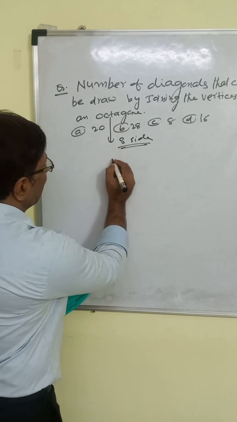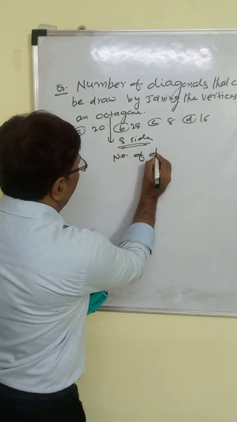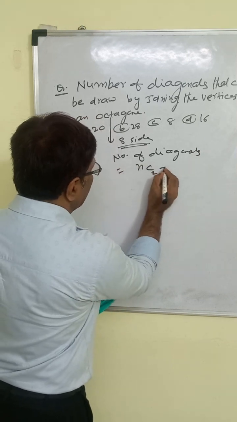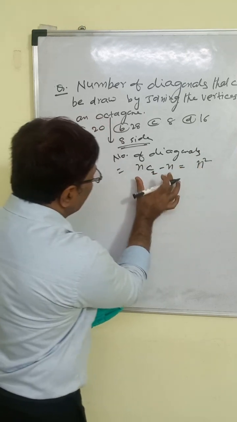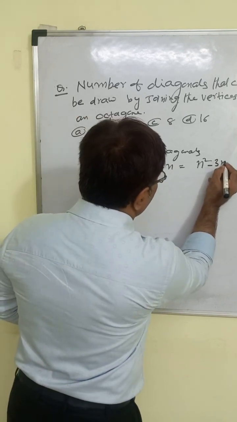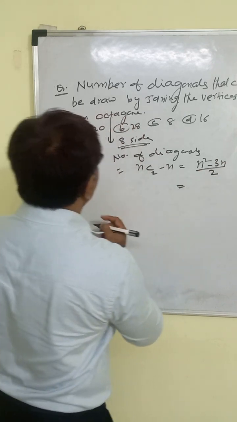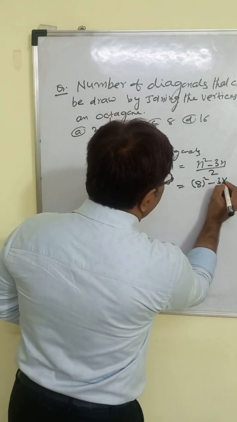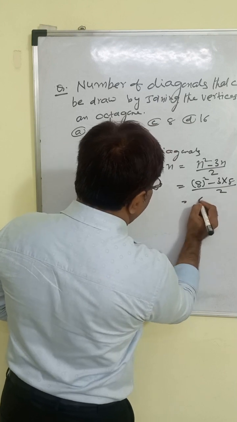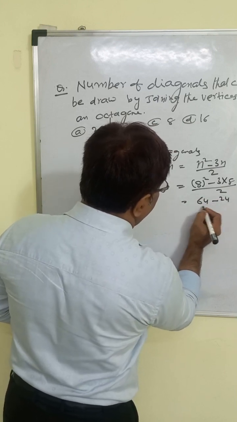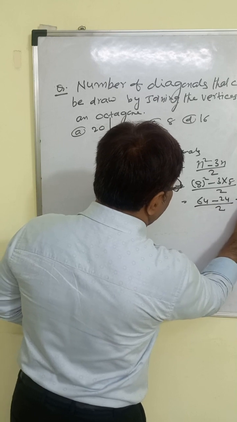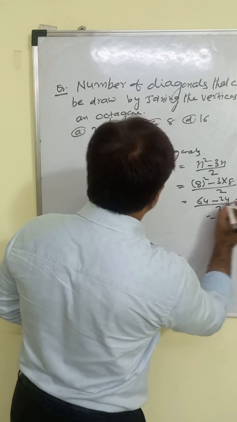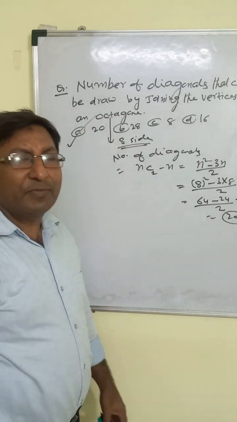So the tricky formula is what? Number of diagonals equals NC2 minus N. When we solve this, we get n squared minus 3n by 2. So here n is given as 8, the number of sides. So this is 8 squared minus 3 into 8 by 2. So 8 8s are 64 minus 24 upon 2, that is 40 by 2. So this is 20. So our correct answer is 20.